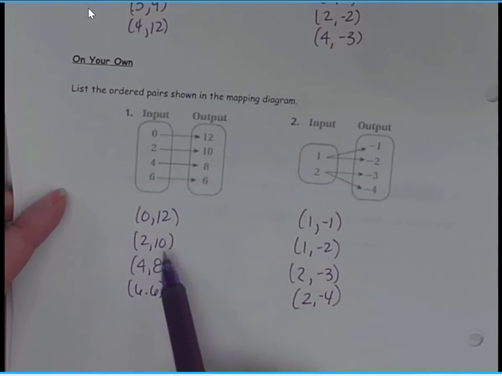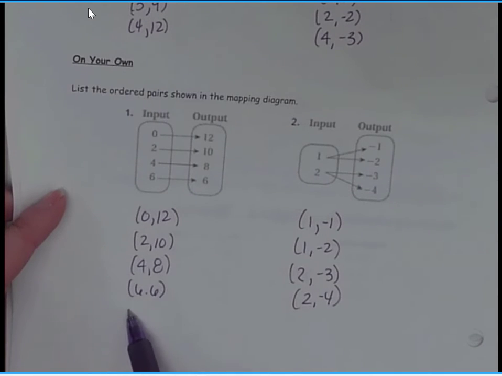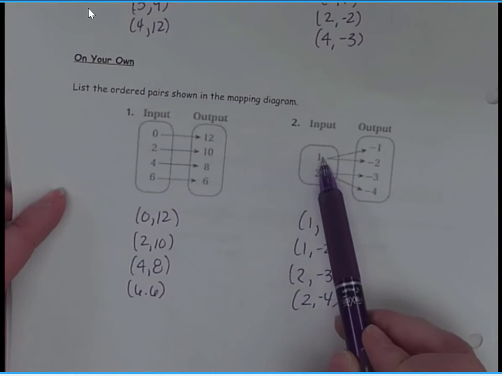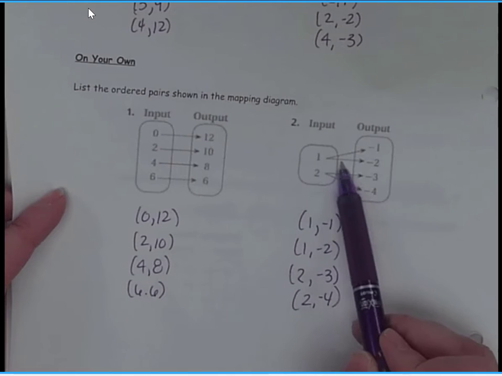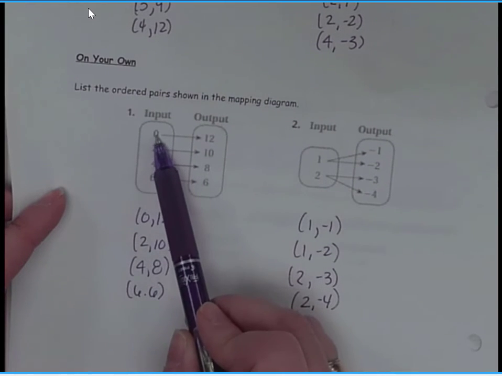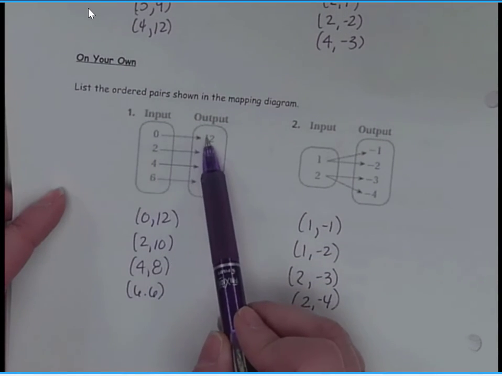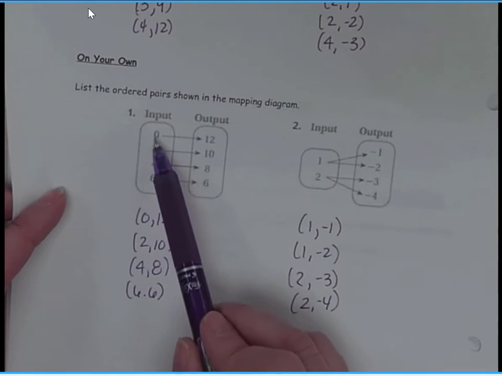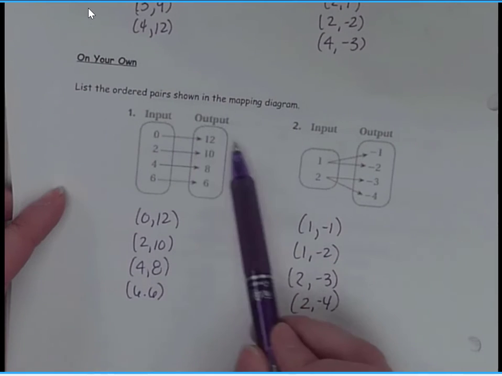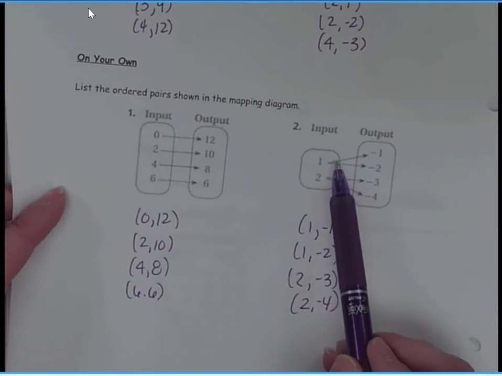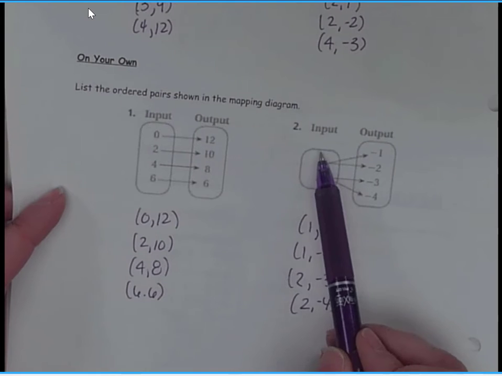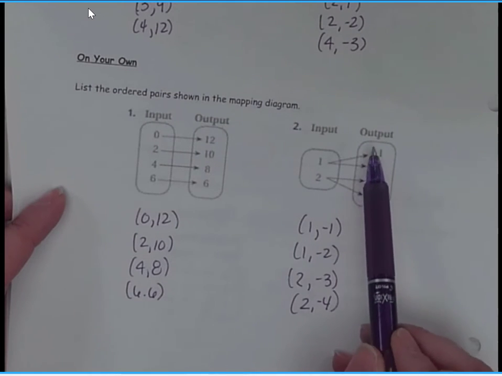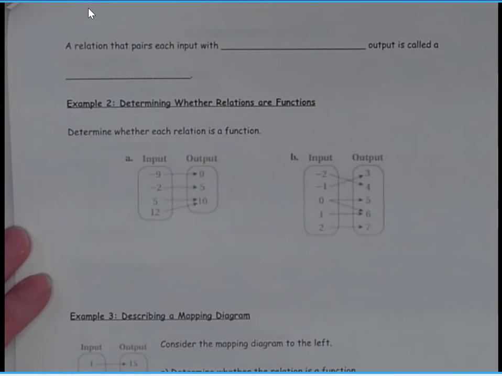All right, let's see how you did. You should have 0, 12, 2, 10, 4, 8, 6, 6, 1, -1, 1, -2, 2, -3, 2, -4. Now you'll notice this input has 2 outputs. As we're here, each input has its own distinct output. This is what we call a function. We've got 1 input and 1 output. This is not a function, meaning we've got 1 input and 2 possible outputs.